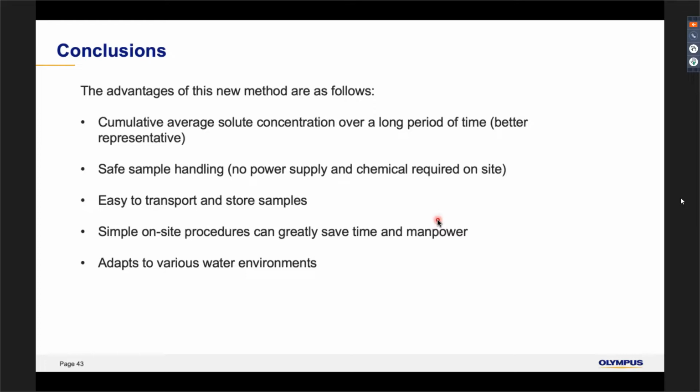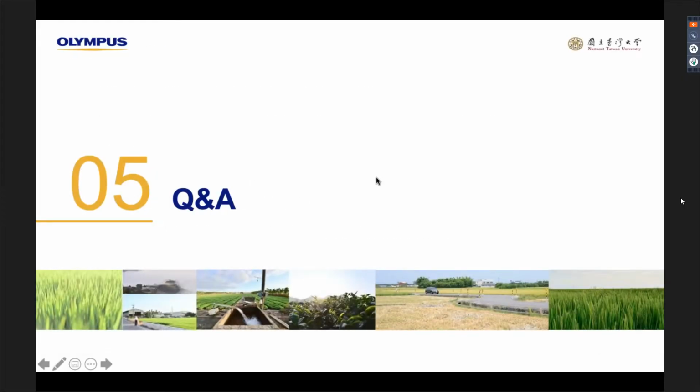We don't need a refrigerator or any other equipment to transport or store the samples. Simple on-site procedure can greatly save time and manpower and adapt to various water environments. That's for today's lesson. Hope you can learn something from my sharing and any question from audience.